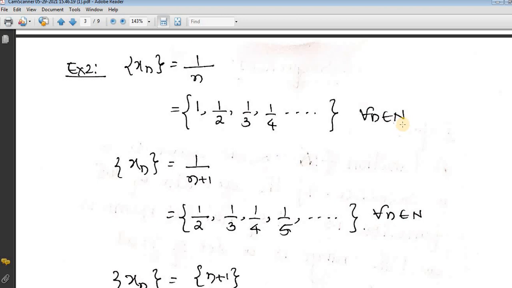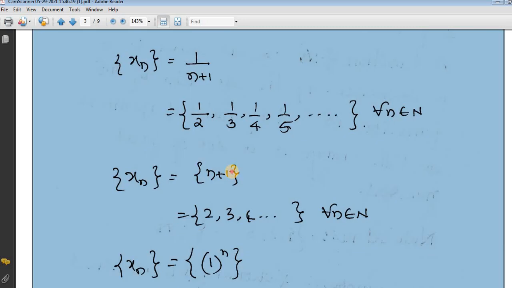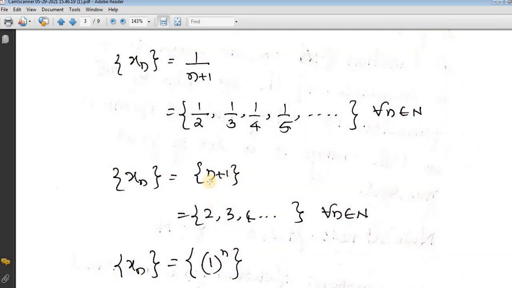This is one sequence, and this is another sequence, 1 by n plus 1. See, these are all infinite sequences. Some sequences are infinite and some sequences are finite, right? This is also one of the examples. And xn equals n plus 1 is also an example of a sequence. So n plus 1 gives 1 plus 1 is 2, 1 plus 2 is 3, and like that the sequence goes on.